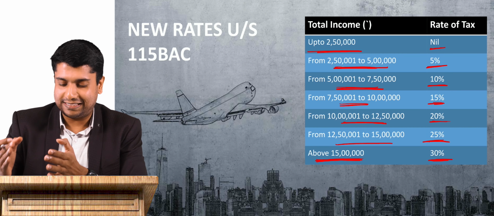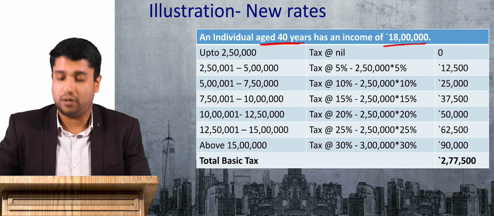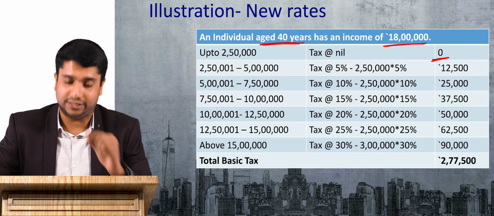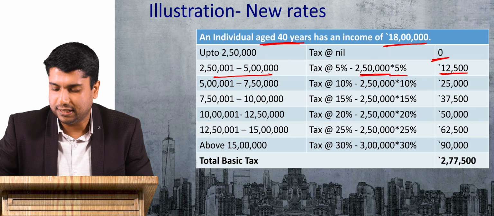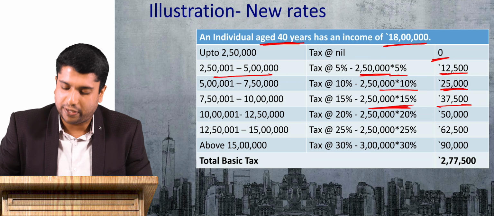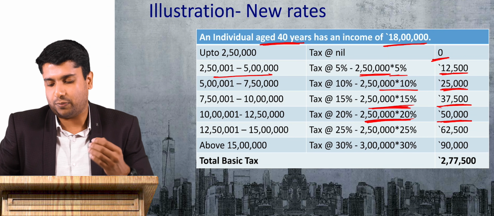And this is a simple illustration for understanding how to compute the final tax for a year in the case of an individual. I'm an individual of age 40 years and my total income is 18 lakhs for a year. Up to 2.5 lakhs, my rate is 0 and my tax is 0. Then from 2.5 to 5, for that additional 2.5, my rate is 5% and the amount is 12,500. For the next additional 2.5 lakhs, the rate is 10%, that is 25,000. For the next 2.5, the rate is 15%, that is 37,500. For the next 2.5, the rate is 20% and my tax is 50,000. For the next 2.5, the rate is 25% and my tax is 62,500.